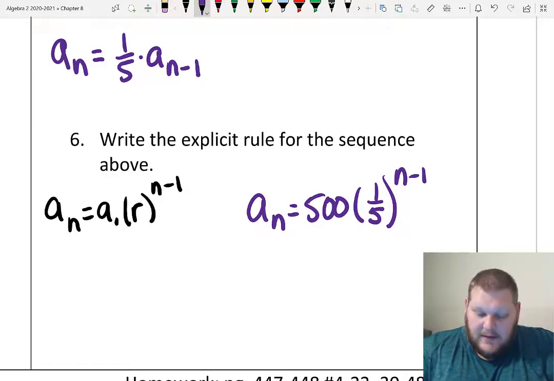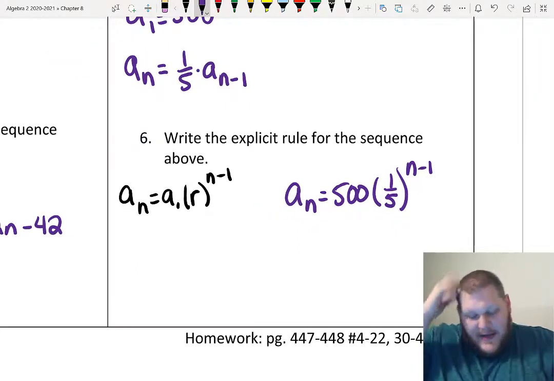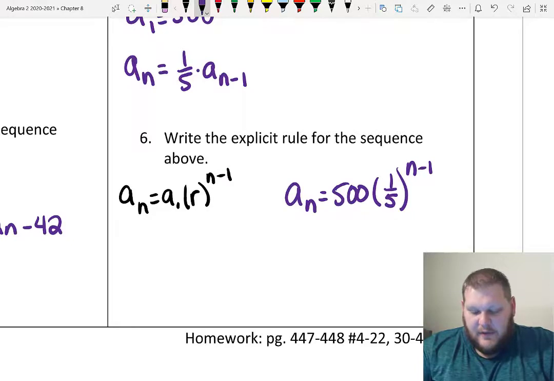Alrighty, well, that's all I got for today. Down there at the bottom is your homework, page 447 and 448. You're doing 4 through 22 and then 30 through 48, just the evens.